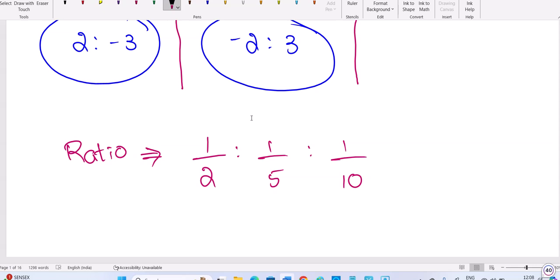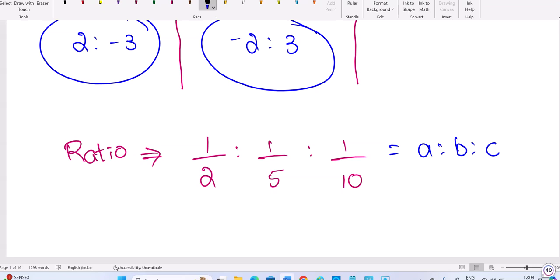Why, sir? Suppose I have 100 rupees, and it should be distributed among three people, A, B, C. They want to get this 100 rupees, and they share it in the ratio 1 by 2, 1 by 5, 1 by 10. Then a lot of people will say, sir, you said the total is 100 rupees, we need to distribute in 1 upon 2, 1 upon 5, 1 upon 10. 1 by 2 means A will get 50 rupees, sir.